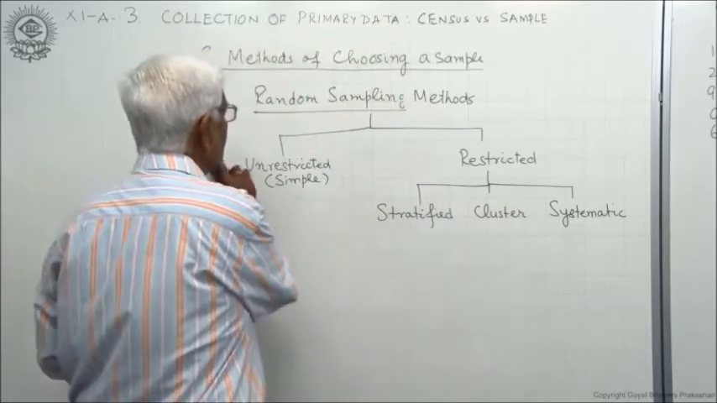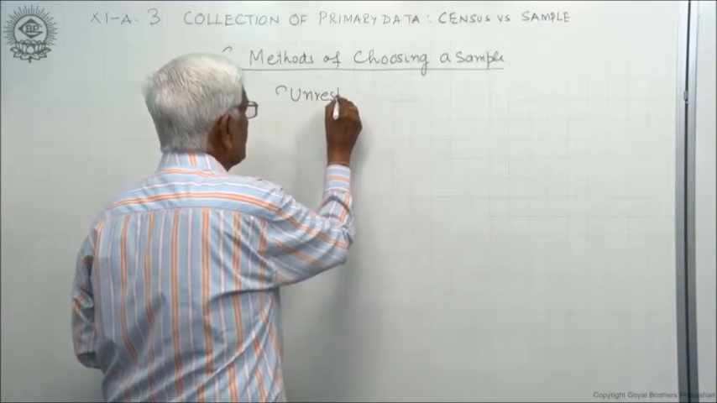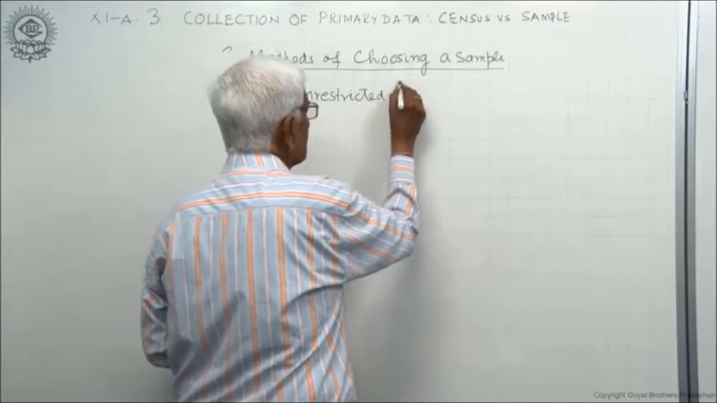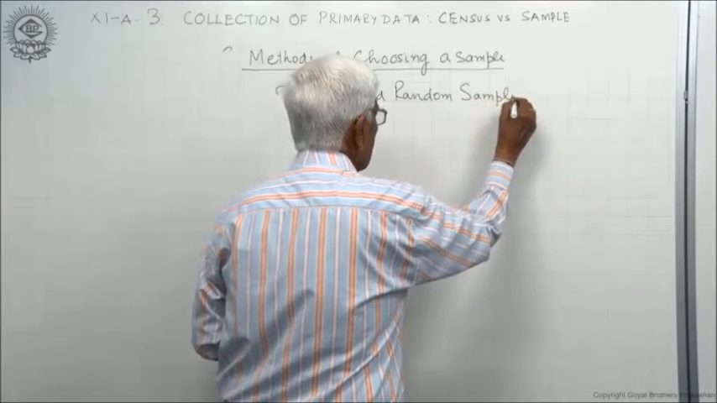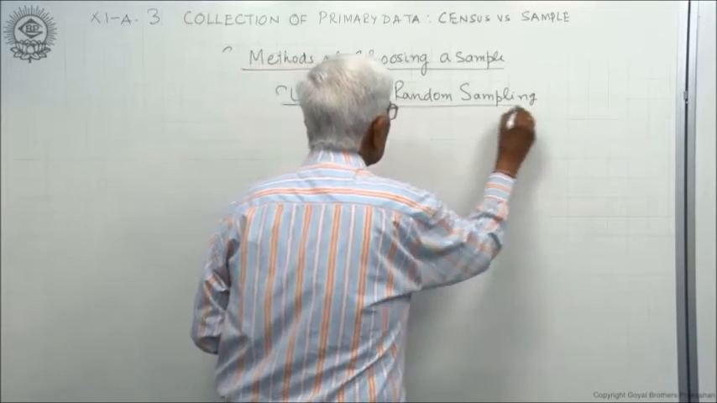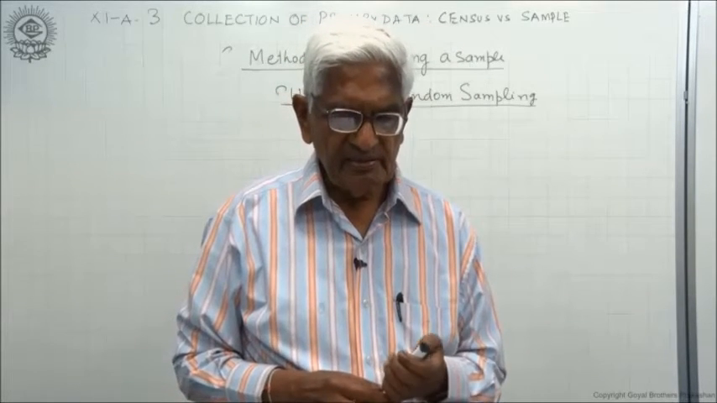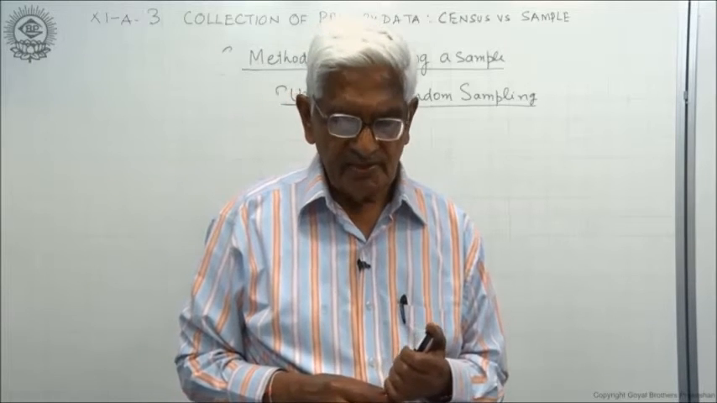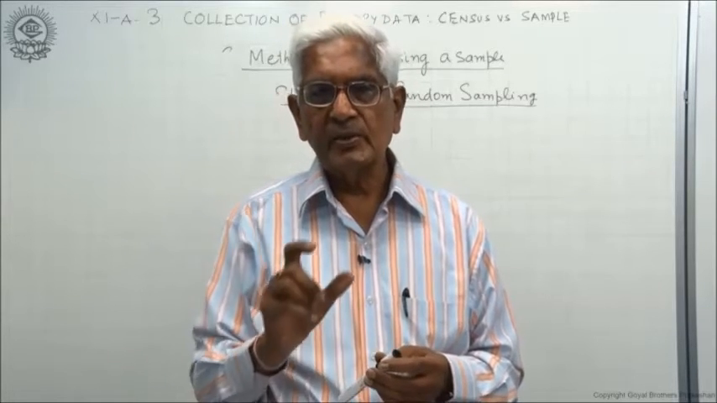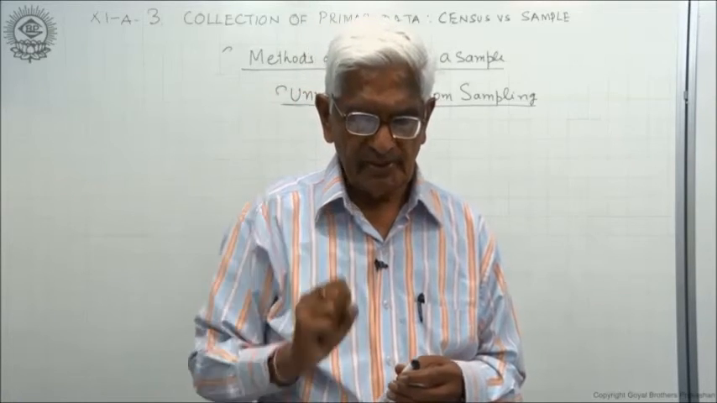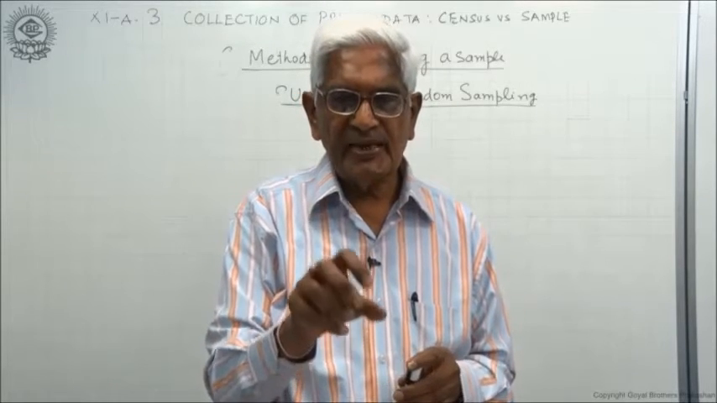So first we take unrestricted random sampling. In unrestricted, we also call it simple random sampling, the entire universe is taken as one unit. 2000 bachche hain, 2000 bachchon ka ek unit ho gaya. And selection is made on random basis.